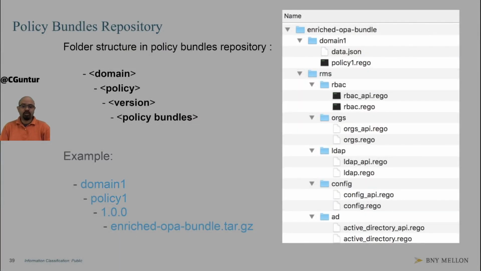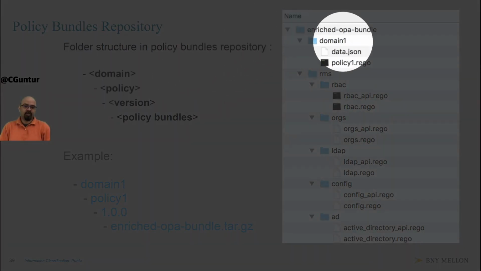You have version 1.0.0, a semantic version. You could have multiple versions of the policy, and within each version, you could have one or more bundles. These bundles are something created by the policy administration service. And here is a visual of how it looks when expanded.